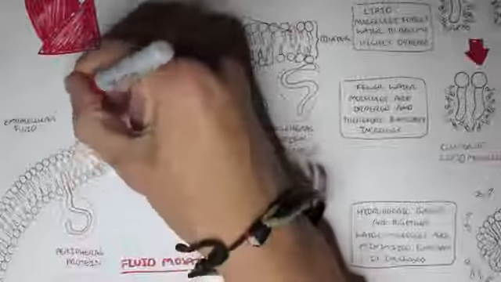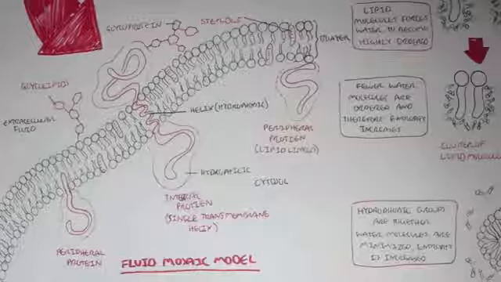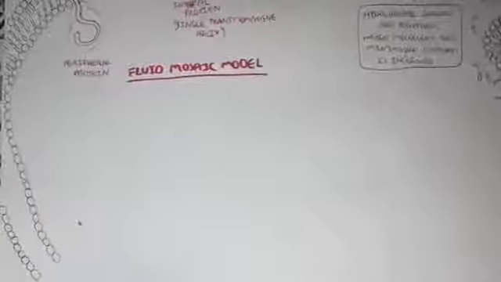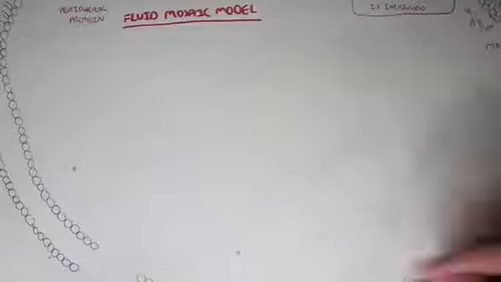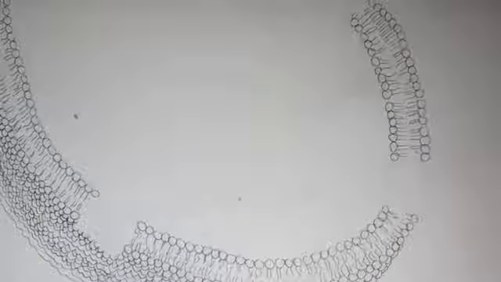We also have glycoproteins and glycolipids, which are carbohydrates attached to proteins and lipids. So that's all we're going to talk about on the fluid mosaic model, and we'll look at each of these structures more closely later on throughout this series. But for now, let's look at the structures within the inner leaflet of the cell membrane, in the cytoplasm.